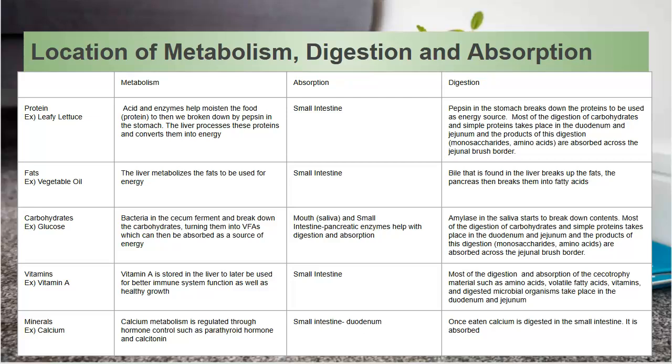Most of the digestion and absorption of the psychotrophy materials such as amino acids, VFAs, and vitamins and microbial organisms take place in the duodenum and jejunum.